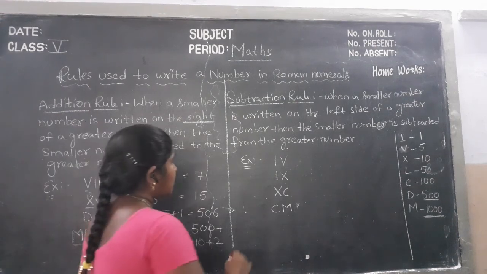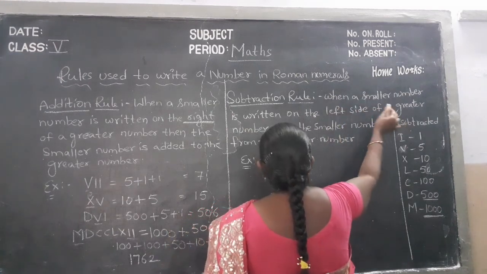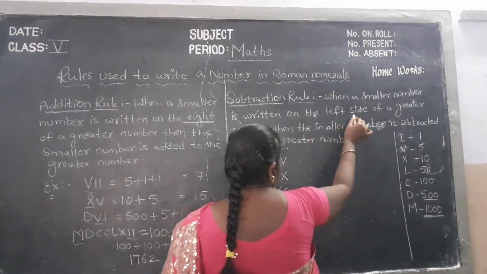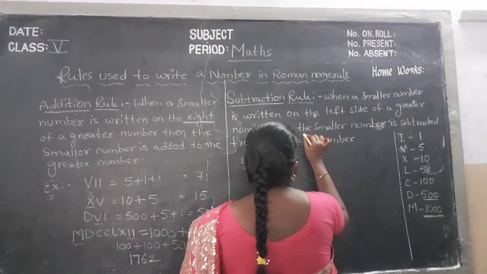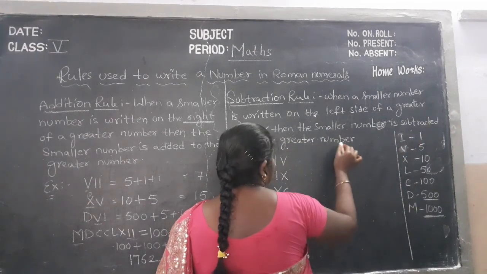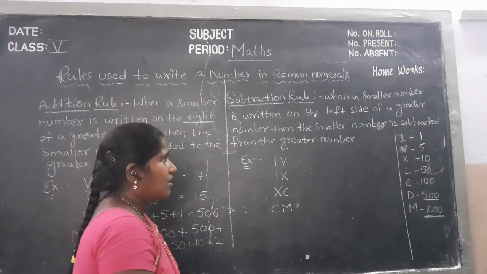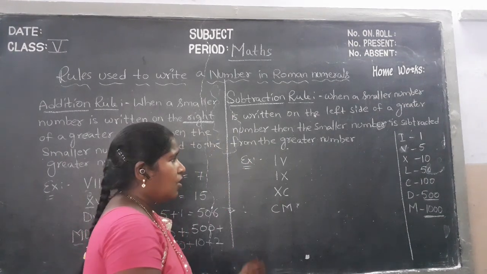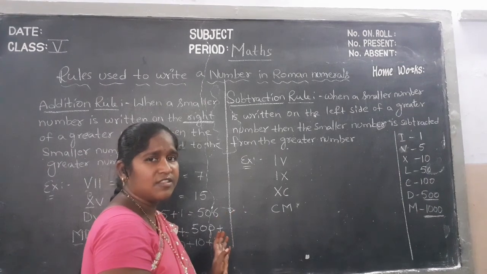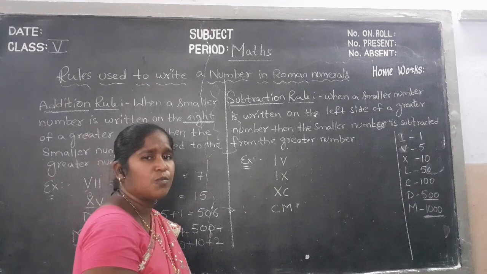Next rule, the subtraction rule. See children, when a smaller number is written on the left side of a greater number, then the smaller number is subtracted from the greater number. For the greater Roman numeral, if the smaller number is on the left side, we subtract the smaller number from the greater number.